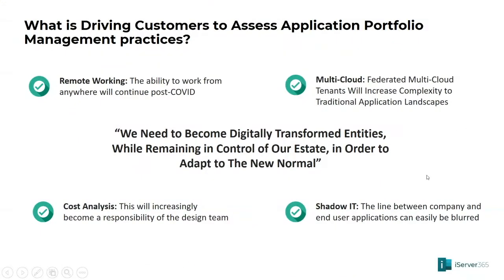And this is the overarching approach that we've had so far. Within this space, organizations are telling us they need to become digitally transformed entities, while remaining in control of their estate in order to adapt to what they see as the new normal which is coming down the line. Now, of course, this has perhaps been accelerated by the last year of remote working and really seeing that this is going to continue beyond the COVID pandemic. But I think we were always heading in this type of direction anyway.